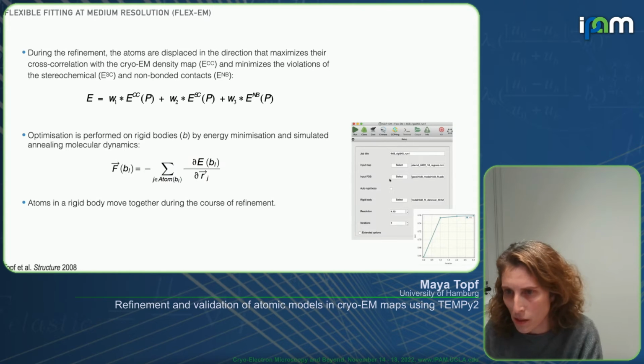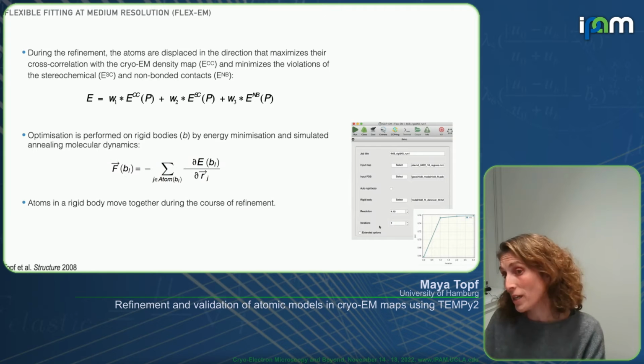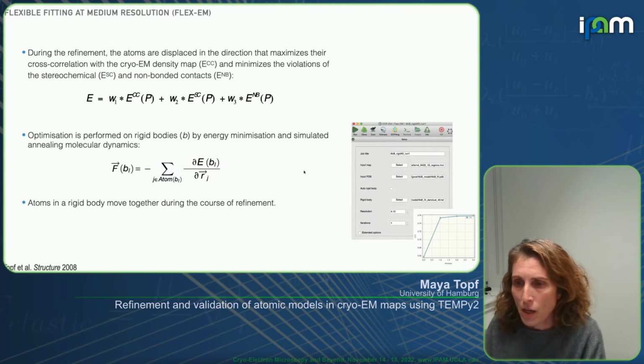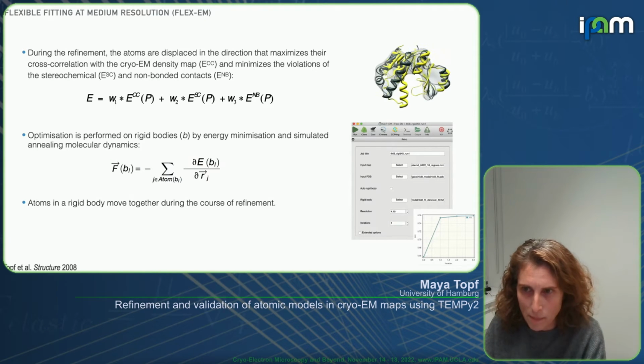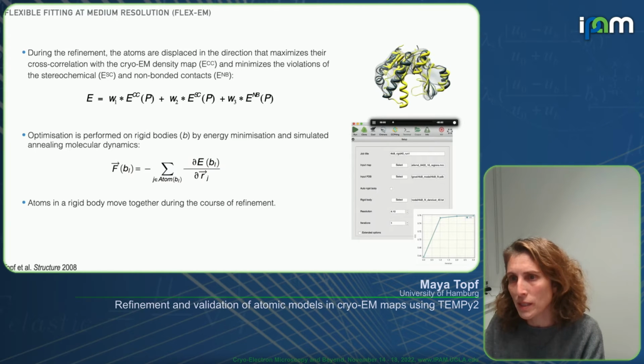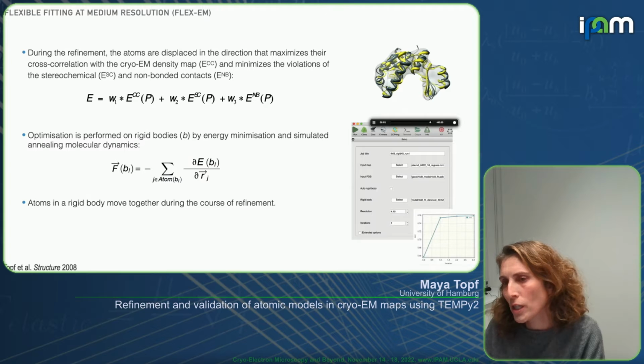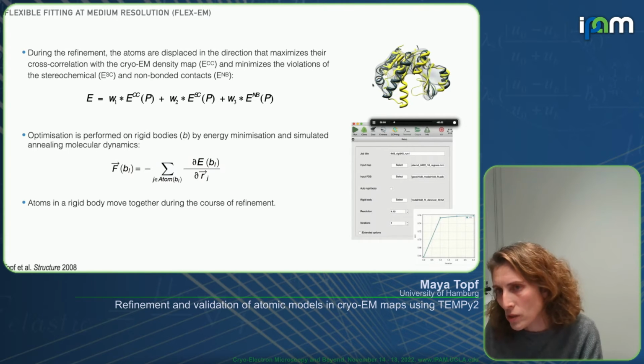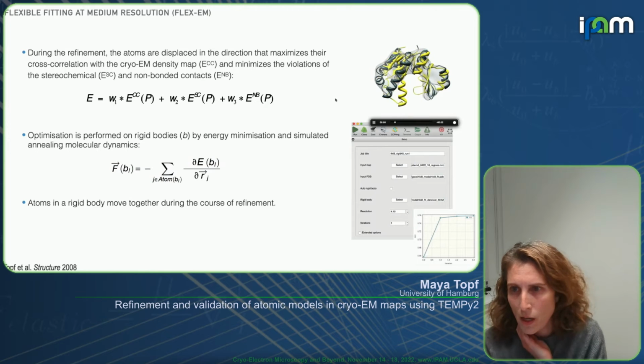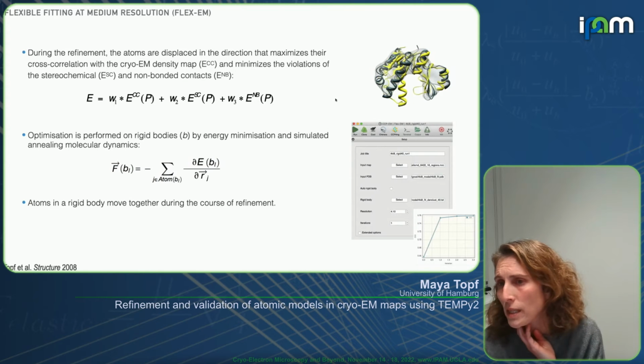Just to say that FlexEM is still working, if you wish, and it's part of the CCP-EM package. Now here, in this example, you see FlexEM refining a structure into a 10 angstrom resolution map. This is a simulated map. You can see that the refinement is not perfect, because we built a homology model from very low sequence identity.